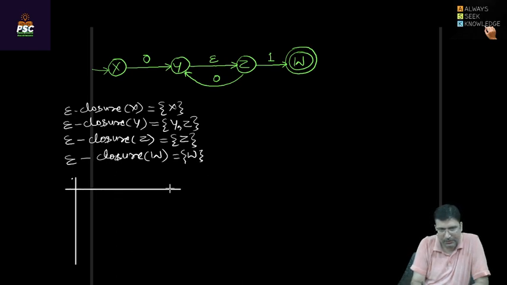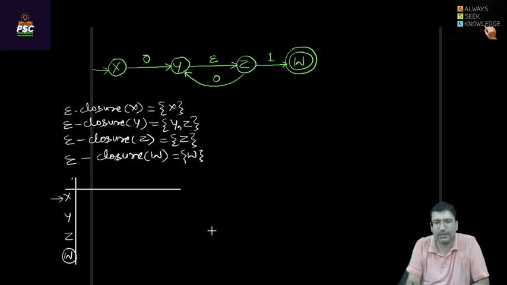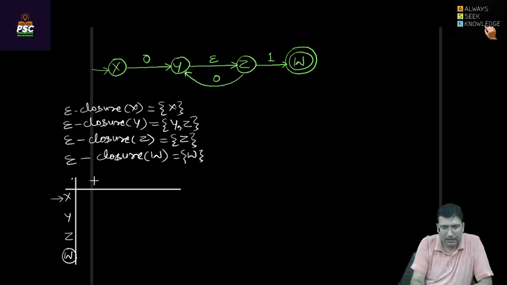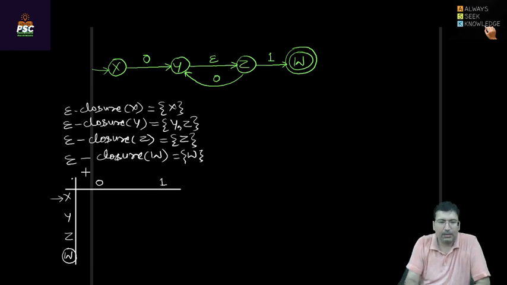The number of states will be the same, so just write the same number of states: x, y, z, and let's say w. This was initial and this is final. Still the same situation is there. Now there is input 0 and there is input 1.